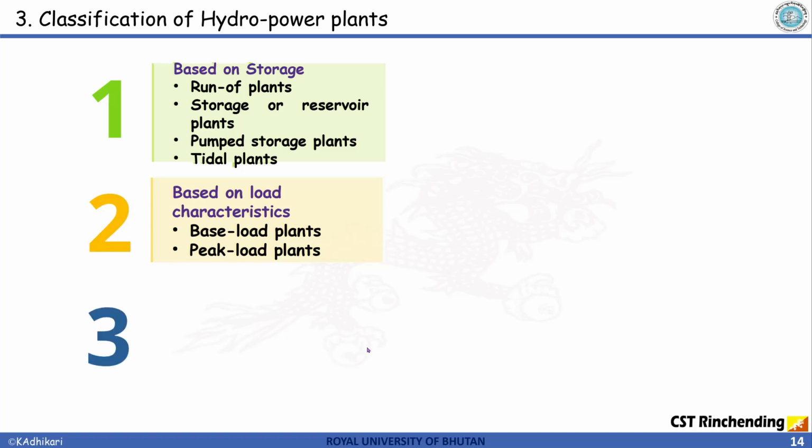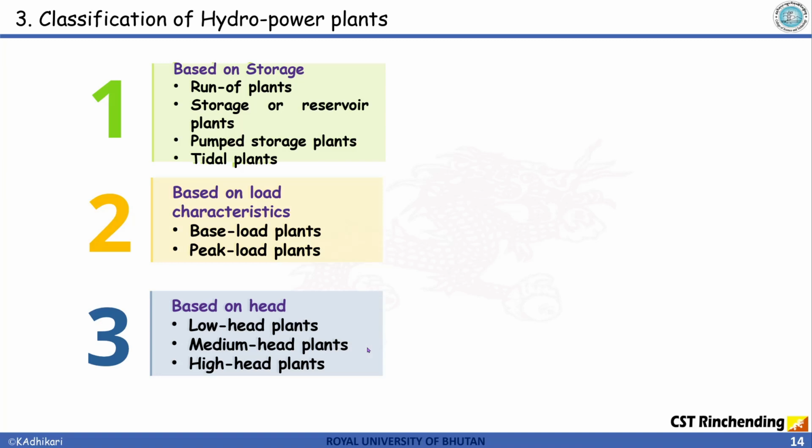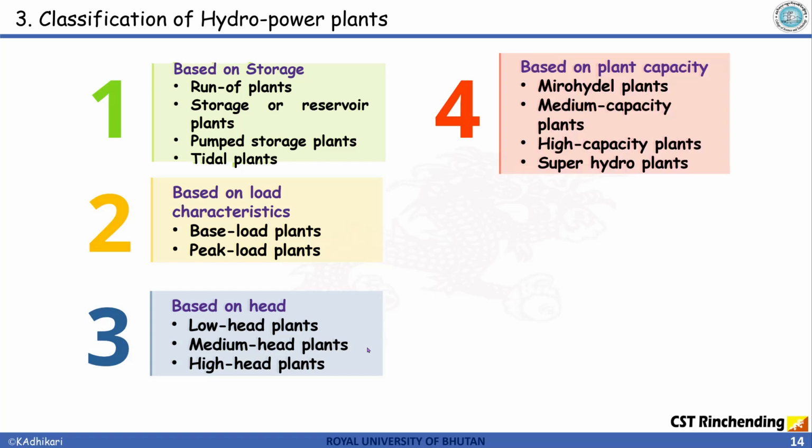And the next is based on the head available. As we have already discussed what head in a power plant means, based on the head it is further divided into low head plants, medium head plants, and high head plants. The example of a high head plant is obviously our Tala hydropower plant, and we are going to discuss more about this.